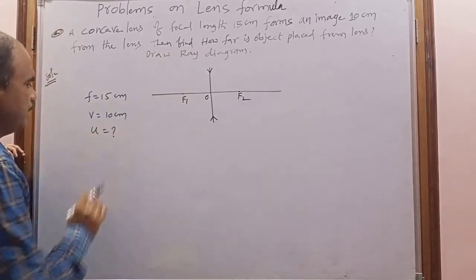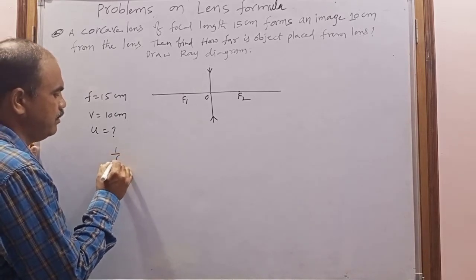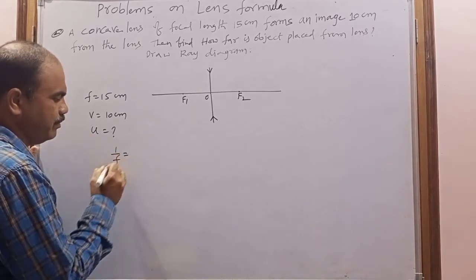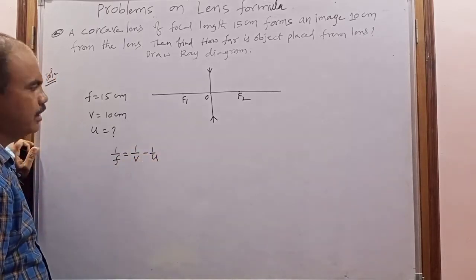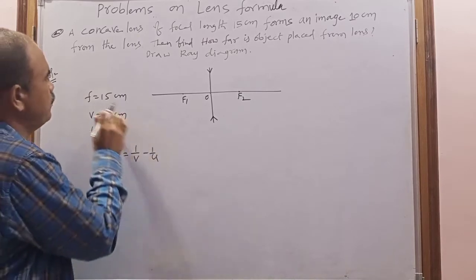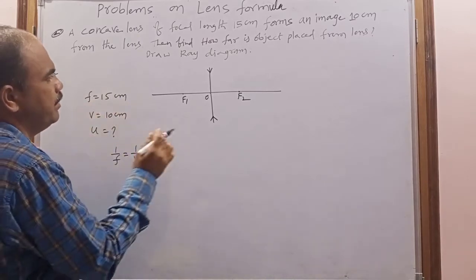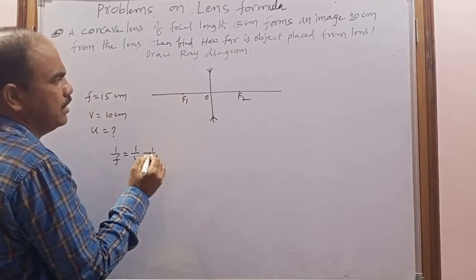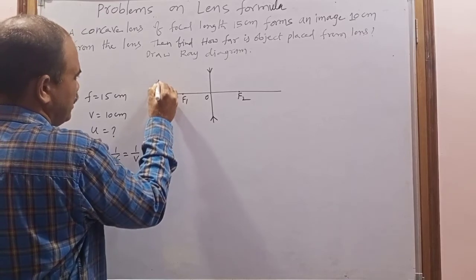So to find the object distance, what is the formula? The lens formula you have to take. What is the lens formula? 1 by f equal to 1 by v minus 1 by u. So now where is the image formed? The image is formed 10 centimeter from the lens. But actually what is the focal length? The focal length is 15 centimeter, so this is the focal length. Somewhere the object will be there. So now consider this object here. Now I am guessing.